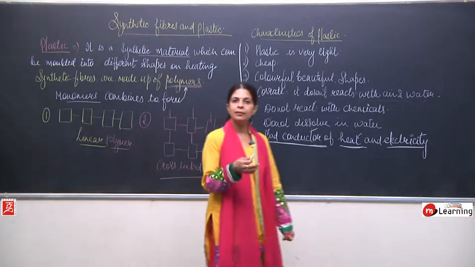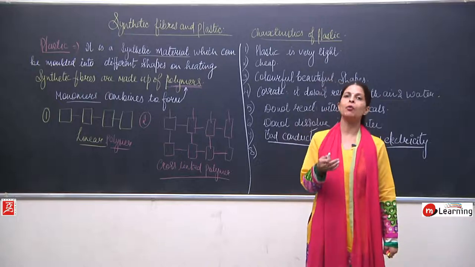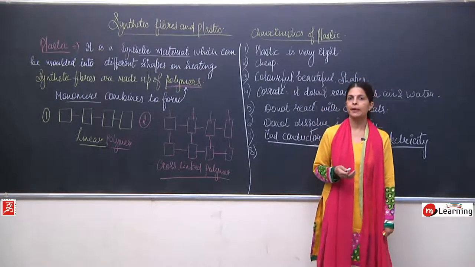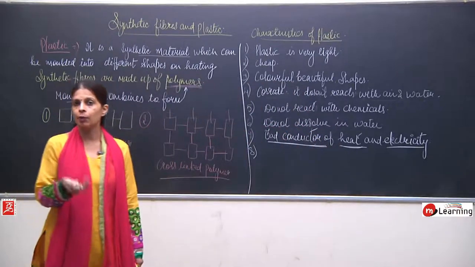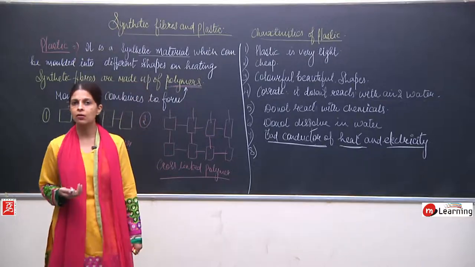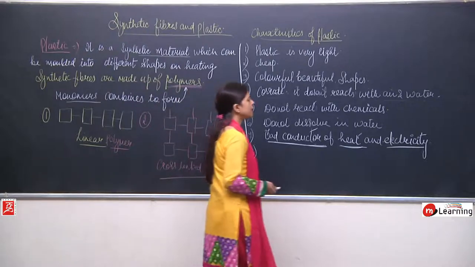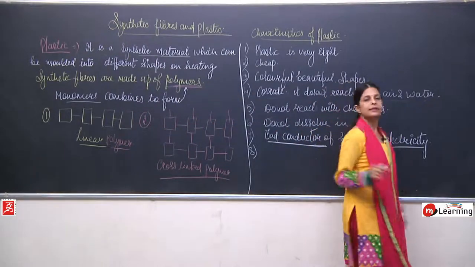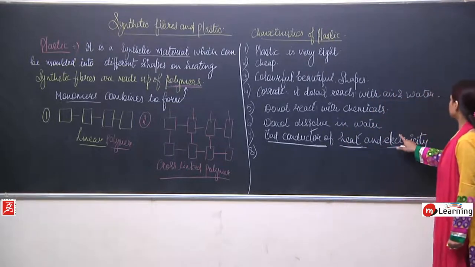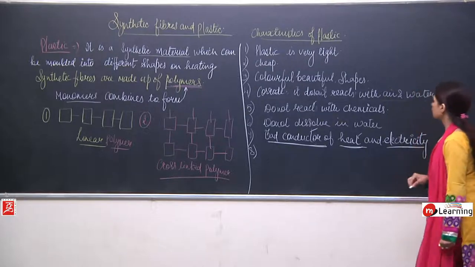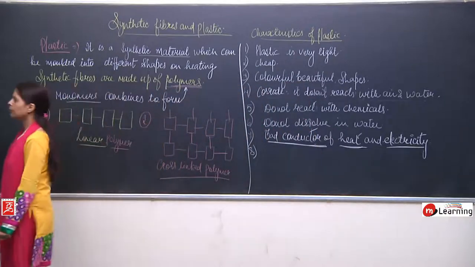And when I say that properties decide the uses, definitely the uses decide the importance of the material. When the properties are very favorable for us, then definitely the uses are also ample, n number of uses are there, and when n number of uses are there, then definitely the importance of this material increases. Okay, now what can be the next use of plastic?